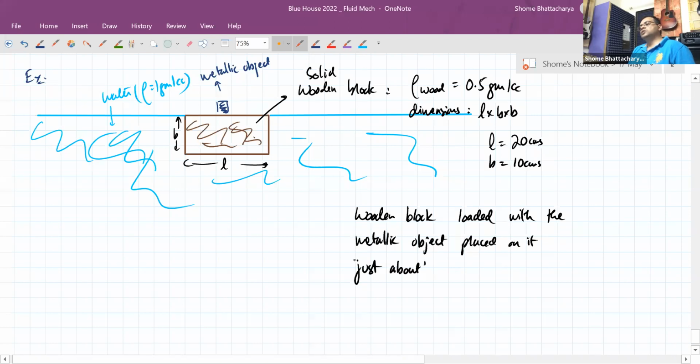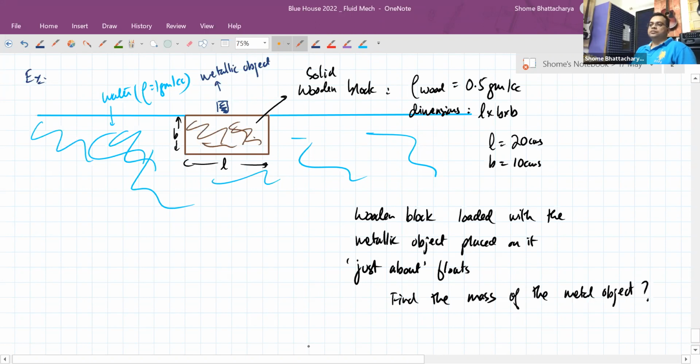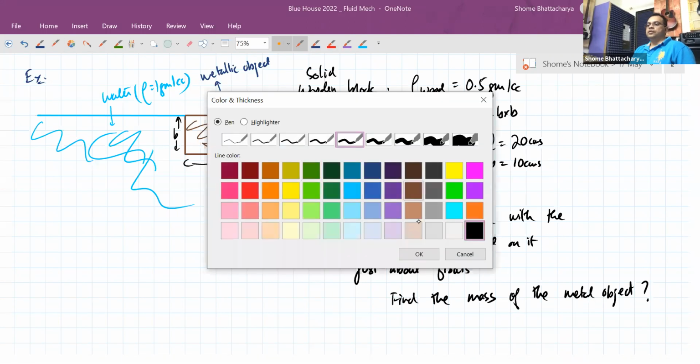It just about floats. It's in a limiting kind of condition. You put even a microgram of mass on top of it, it will sink. So it just about floats, and we have to find the mass of the metal object. How much is the mass of the metallic object? Just try this out now.